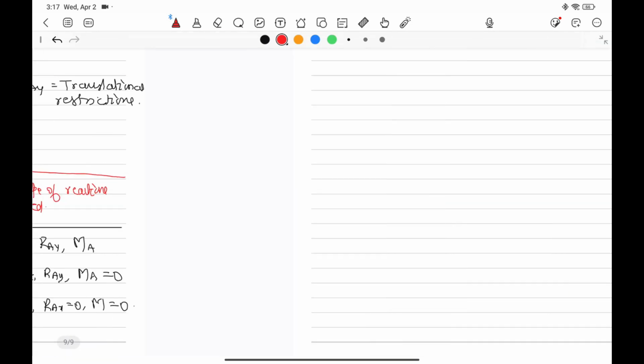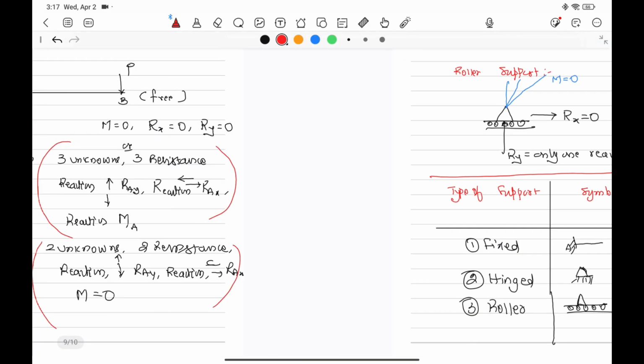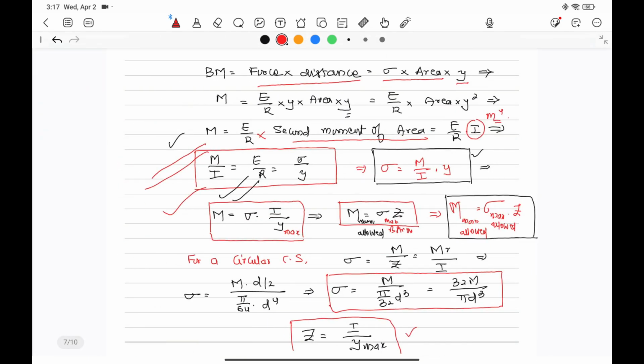From the standard books, you can get the value of I for various cross sections. That you do yourself. And Z is equal to I by y max, and M max allowed is equal to sigma max allowed into Z. Now, for a circular cross section, y max is equal to d by 2. What is the value of I? I is equal to pi by 64 into d to the power of 4. Hence, the bending stress is equal to 32 M by pi d cube.